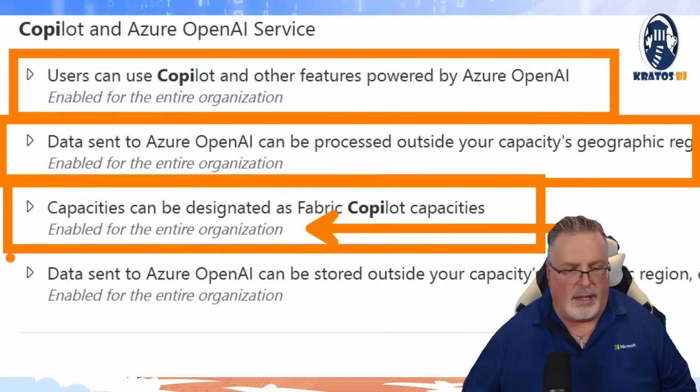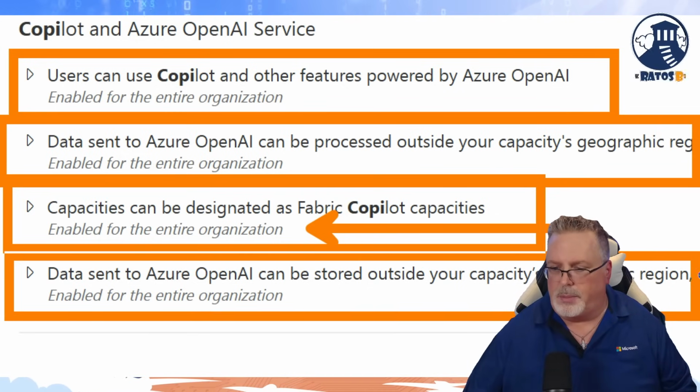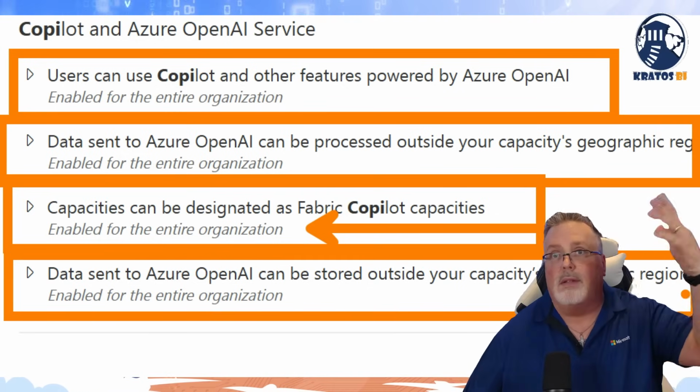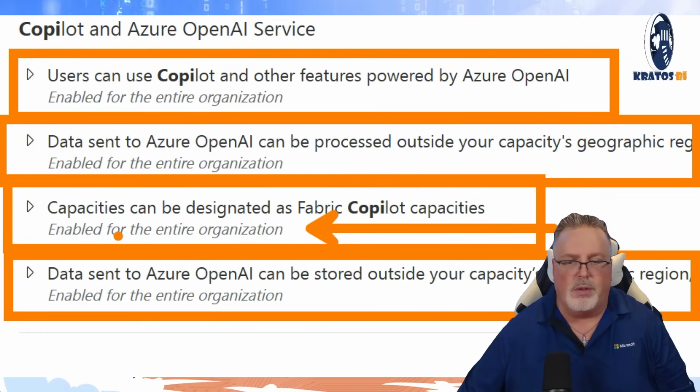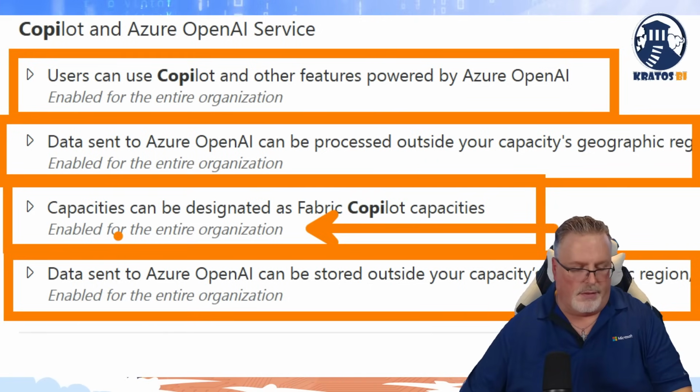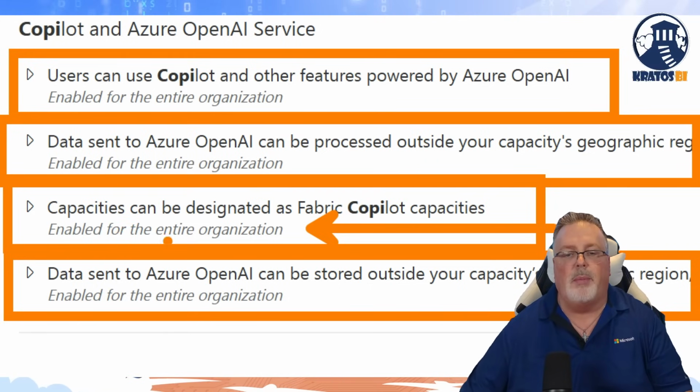And then data sent to OpenAI can be stored outside your capacity's geographic region, okay? So there's caching and stuff like that that goes into it. It will be locked down and secured for you, but just be aware that this stuff goes on. You've got to enable these capabilities.